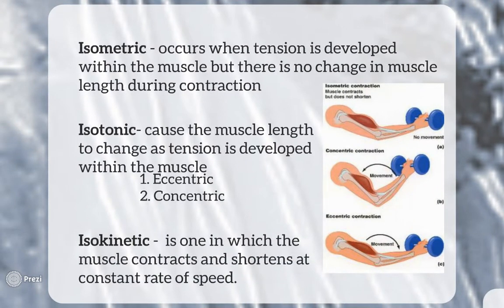Isometric occurs when tension is developed within the muscle, but there is no change in muscle length during contraction. Isotonic causes the muscle length to change as tension is developed within the muscle. It includes both eccentric and concentric contractions. Isokinetic is one in which the muscle contracts and shortens at a constant rate of speed.